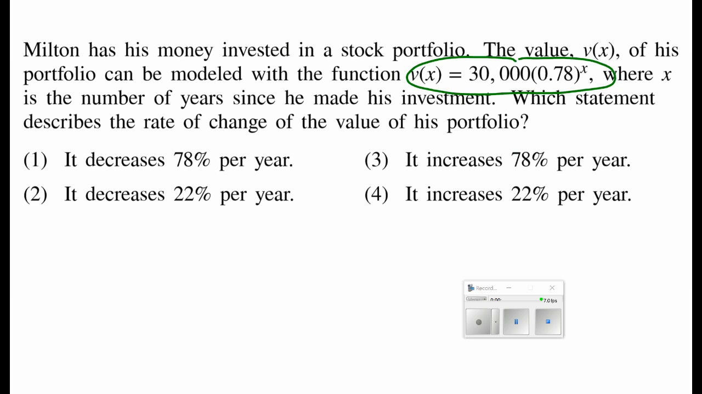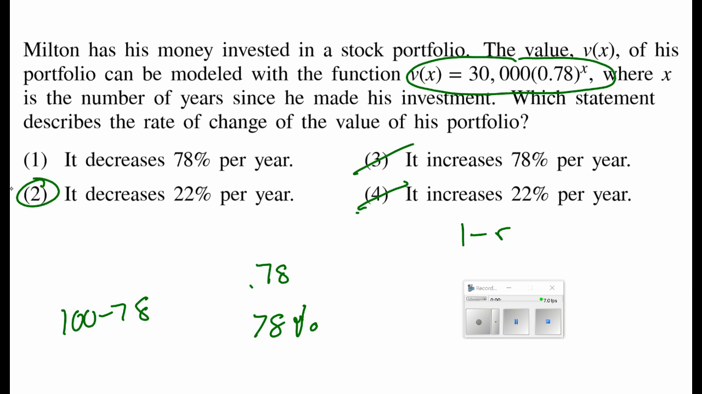How did we get that 0.78? Well, we did 1 minus the percent. So clearly it's decreasing, because this number is smaller than 1. Well, he's keeping 0.78. He's keeping 78% of it. So what is he losing? Well, what's 100 minus 78? It decreases by 22. So when we deal with these decay models, we do 100% minus whatever percent is represented by that decimal there.